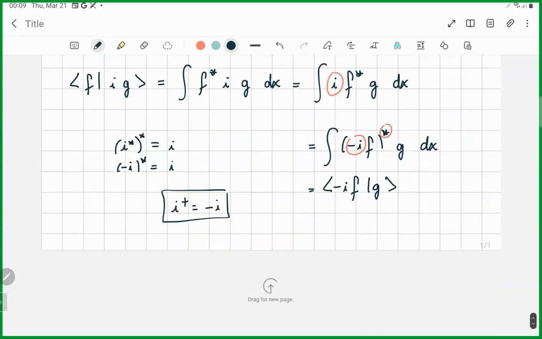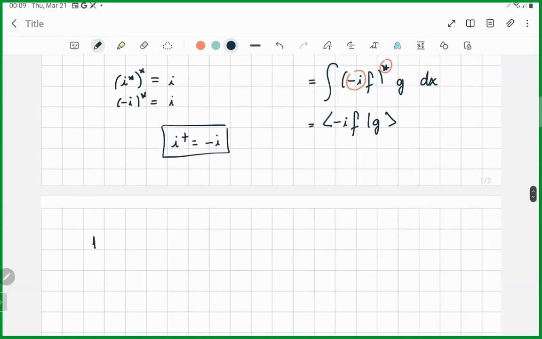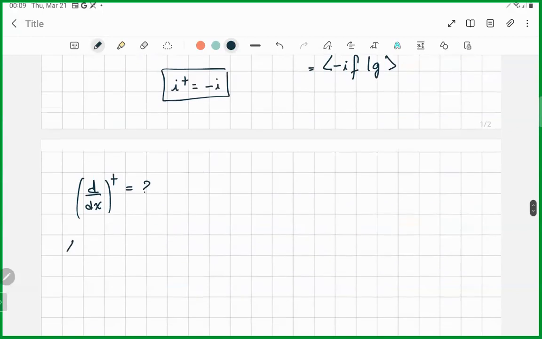Okay, let's go for the next one. The Hermitian conjugate of the derivative in x. Let's start again from the same procedure. Now the derivative is acting on g. If I write it in an integral form, we have the conjugate of function f, derivative of function g.